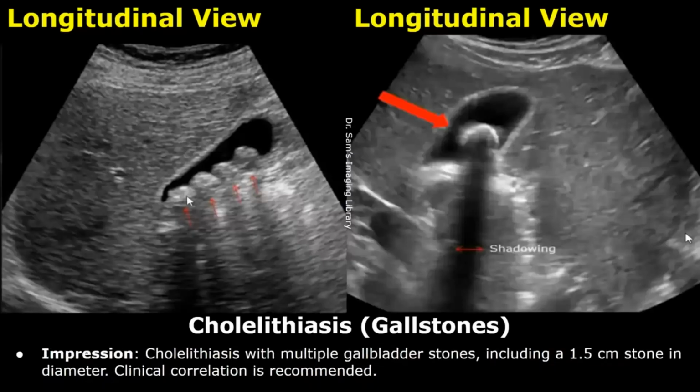This is the impression for this example. Cholelithiasis with multiple gallbladder stones, including a 1.5 cm stone in diameter. Clinical correlation is recommended. Always add this line because diagnosis is not only done on ultrasound alone.